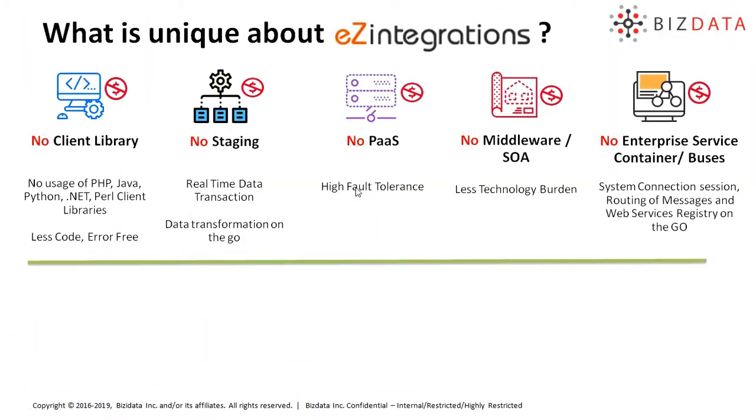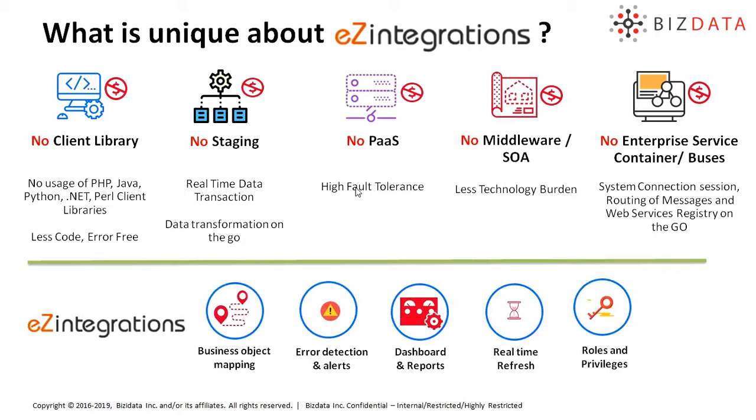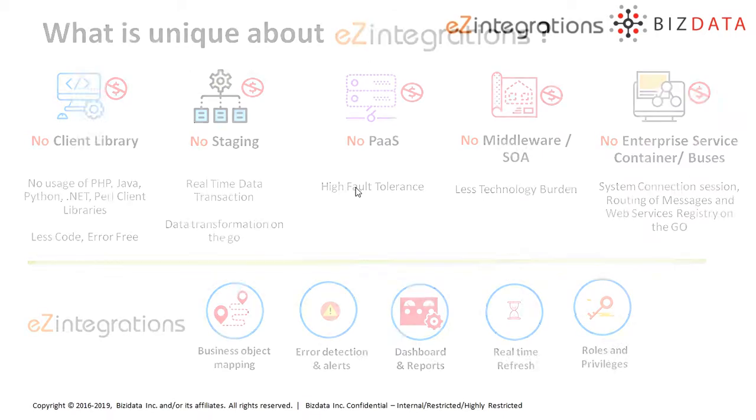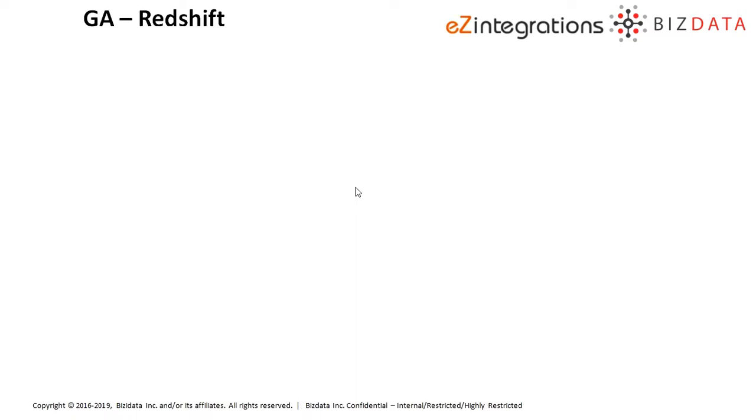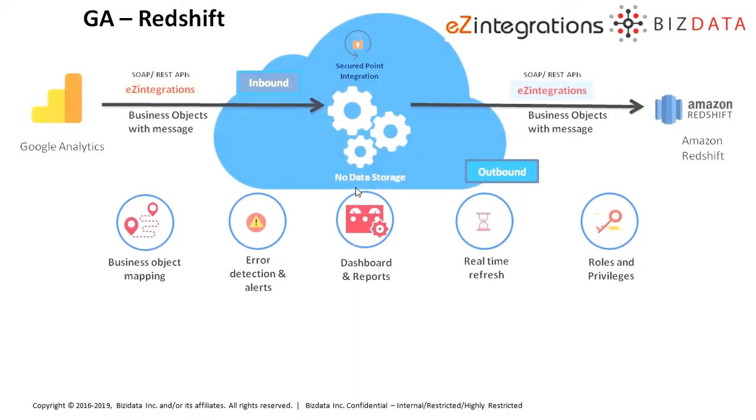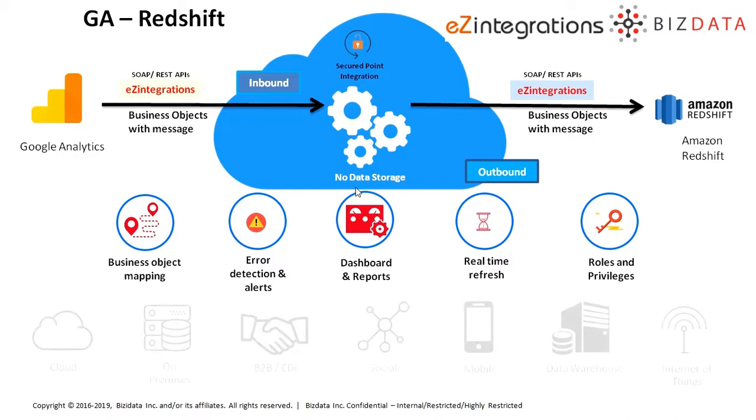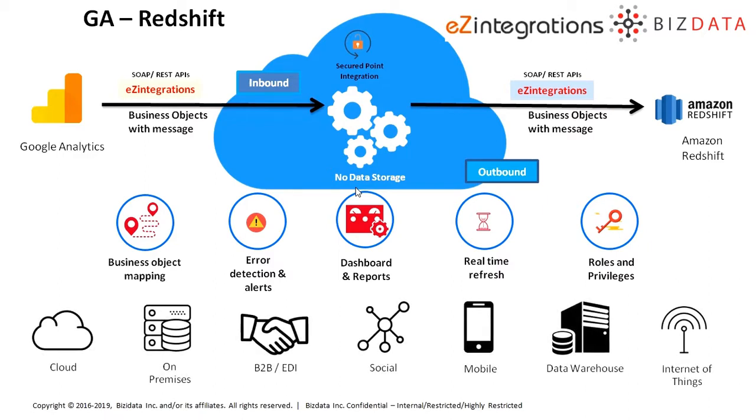The eZintegrations product is a secured seamless integration framework that enables transfer of data between source to target systems with easy to configure steps. We use secure APIs and other means of inbound-outbound access provided by enterprise applications to enable this integration. Today we are integrating the source Google Analytics with Amazon Redshift, which is our target.